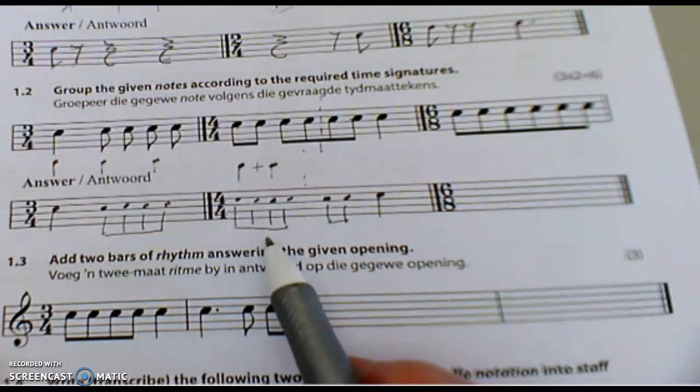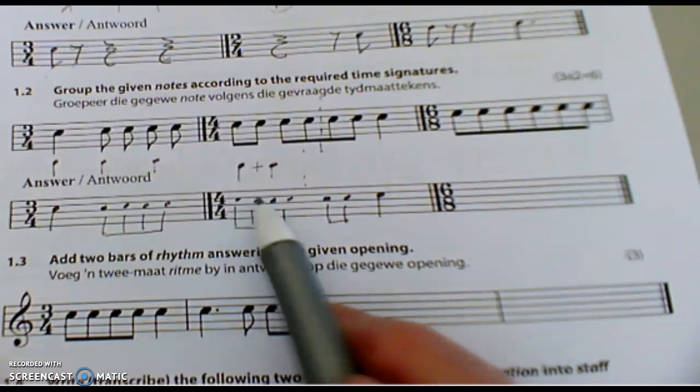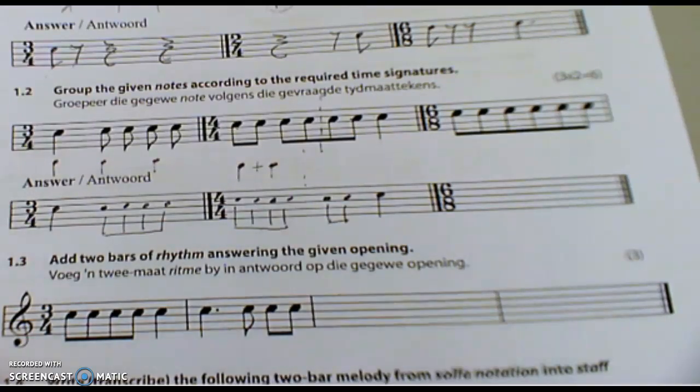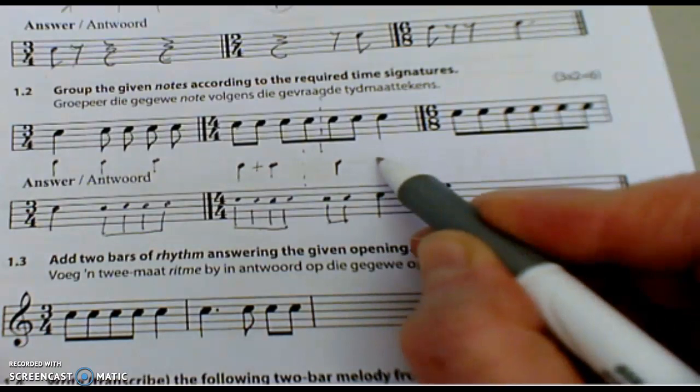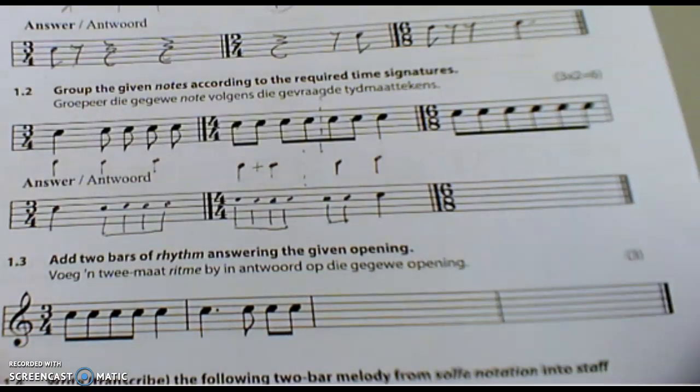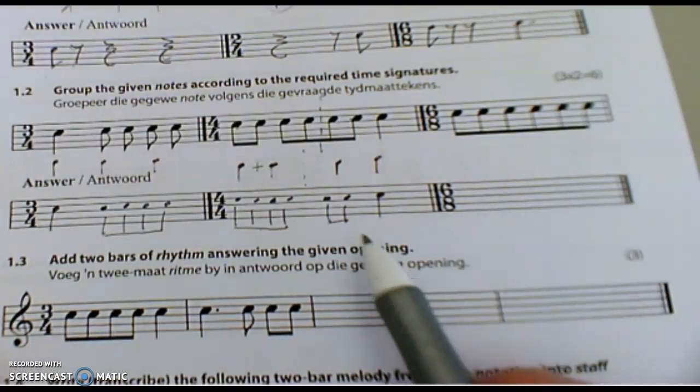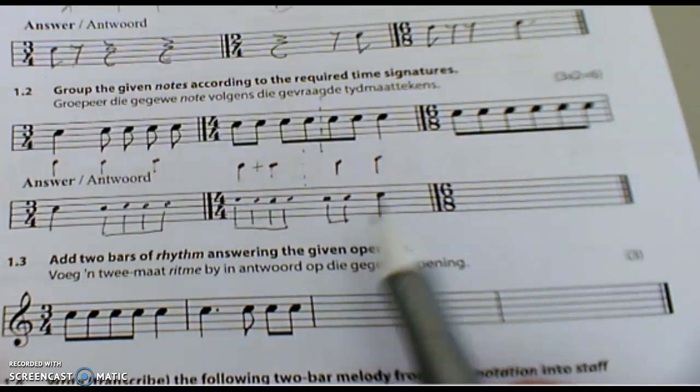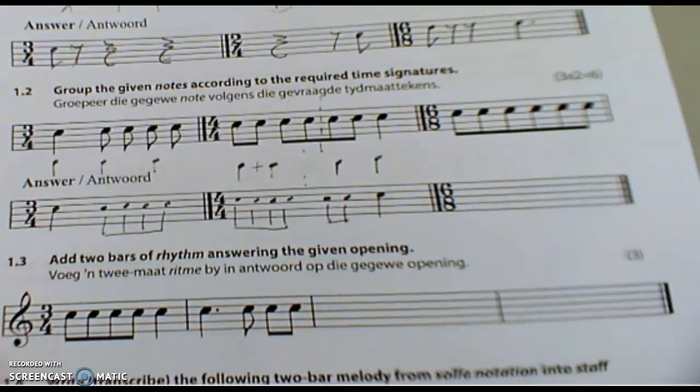Don't change that into a minim. It's not a minim. I still want the 4 sounds there. And then I have 3 and 4. I can't group those together, number 3 and 4, because I need 2 quavers and a crotchet.